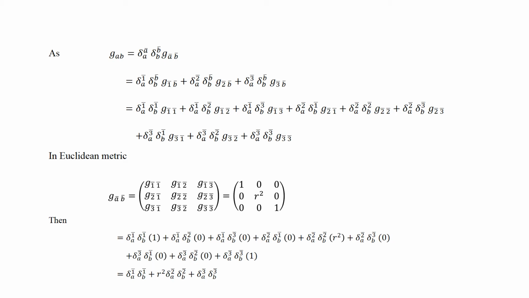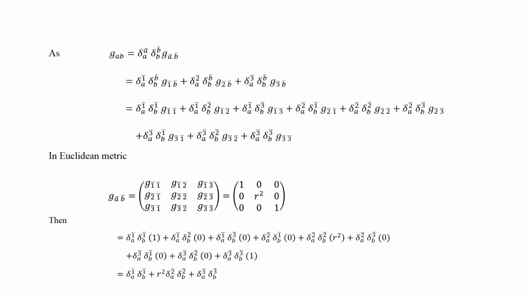First term: delta 1 bar A, delta 1 bar B, G 1 bar 1 bar, plus delta 1 bar A, delta 2 bar B, G 1 bar 2 bar, plus delta 1 bar A, delta 3 bar B, G 1 bar 3 bar. These three terms are from term 1. And the variation of the second term, the central three terms: plus delta 2 bar A, delta 1 bar B, G 2 bar 1 bar, plus delta 2 bar A, delta 2 bar B, G 2 bar 2 bar, plus delta 2 bar A, delta 3 bar B, G 2 bar 3 bar. And the third term, which is delta 3 bar A, delta B bar B, G 3 bar B bar.